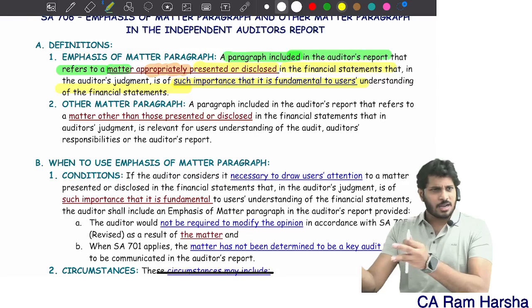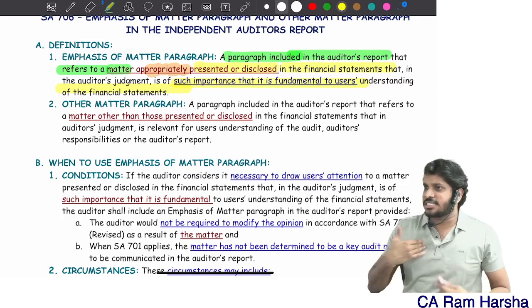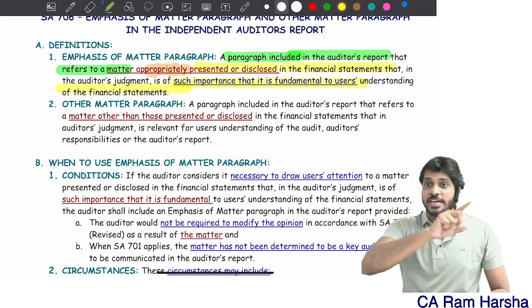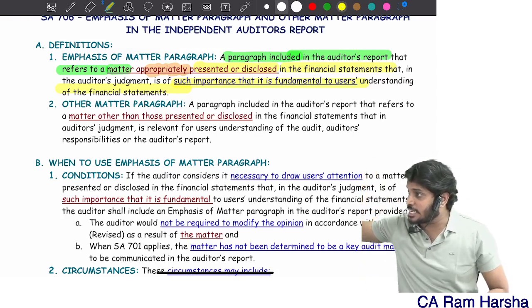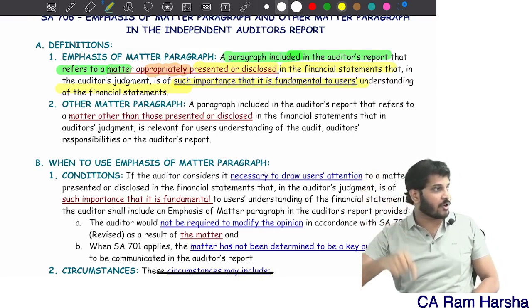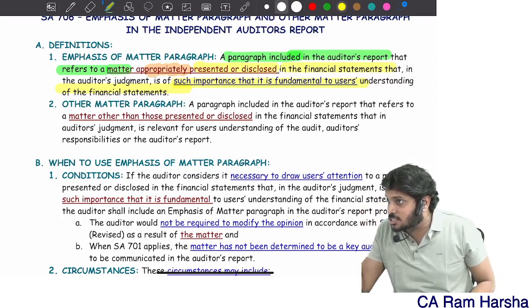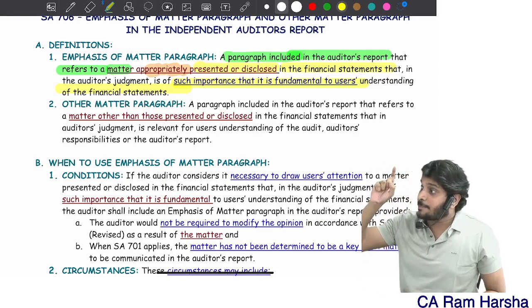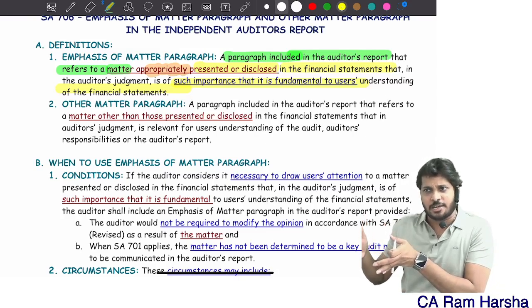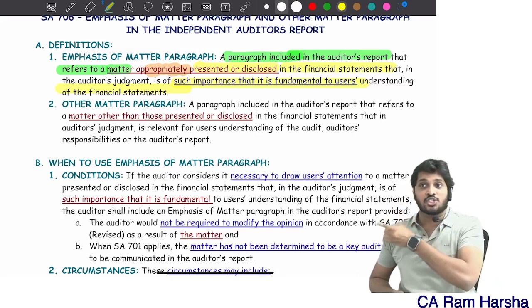I know the company honestly presented and honestly disclosed, everything is fine. On those points, I don't have any objection. But I want every shareholder, every reader of the financial statements, to read these 3 note points. These are the matters that are presented or disclosed in the financials. How are they presented or disclosed? Appropriately presented. Appropriately means what? Are they containing any material misstatement? No, they're appropriately presented. I want everybody's attention on this point.